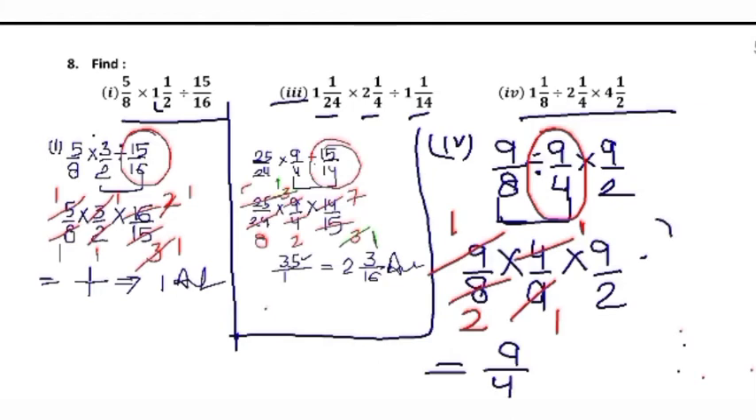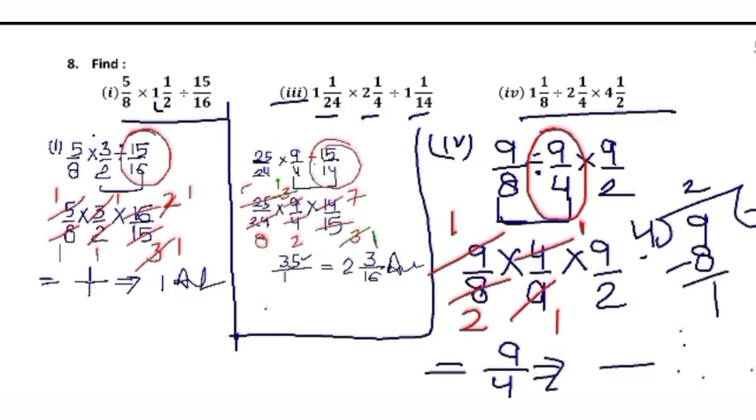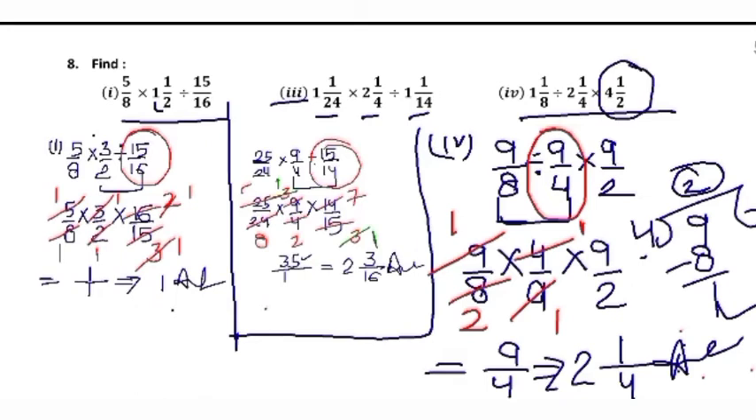This can be written in the form of a mixed fraction. So change it. 4 2s are 8. Remainder is 1. Denominator will remain the same, which was 4. This quotient will be written as whole number and this remainder will be written as numerator. So your answer is 2 whole 1 upon 4. Students, in your book this fraction is 4 whole 1 upon 3. So you will do that according to that fraction. Okay, I have done according to 4 whole 1 upon 2.